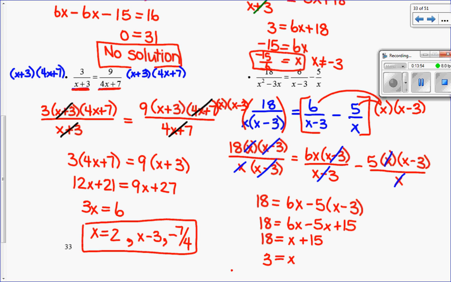Okay, now I do need to go back to my factored form and figure out what my non-permissible values of x are. So I can see right from here that x can't be 0, x can't be 3. Same thing on this side. x can't be 0 or 3.